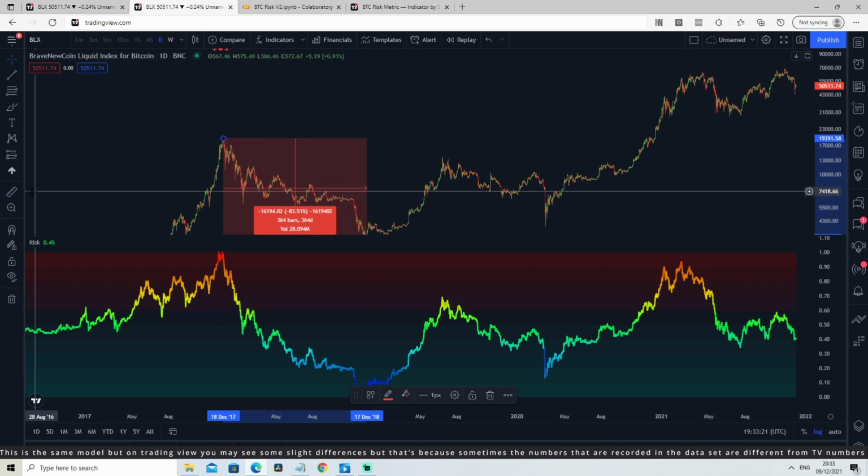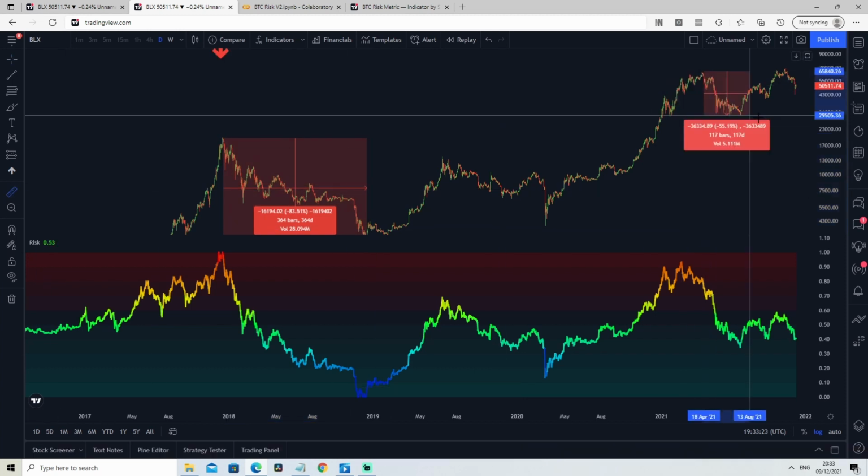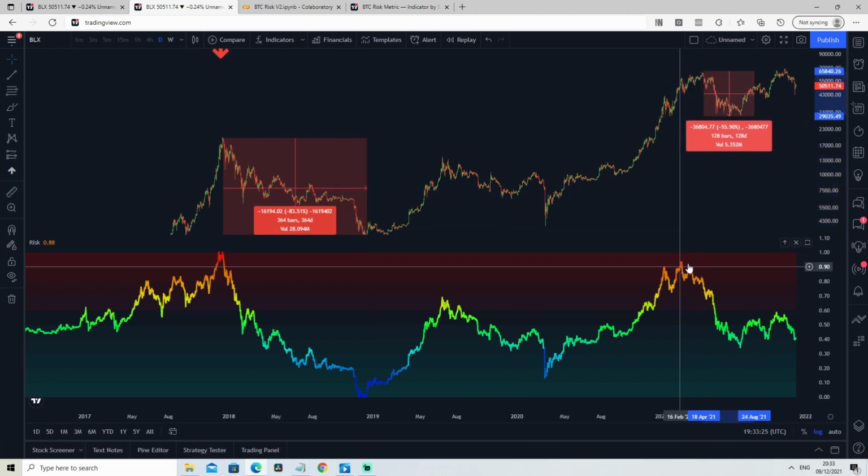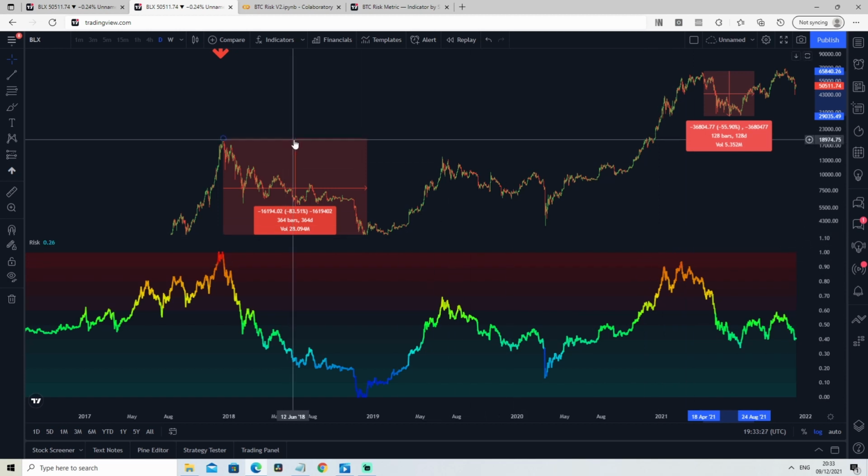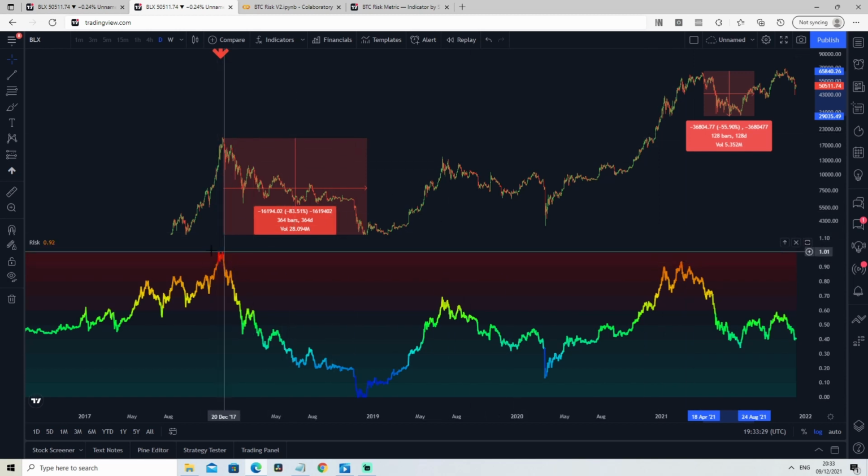And this is why it's better to jump off the train when we go as high as here, even if the price keeps going up. Whenever we go above 0.9 on the risk metric, it doesn't last. It's not sustainable, and that's why I usually prefer to sell the rest of my holdings, which is the vast majority of it, when we go above 0.9.